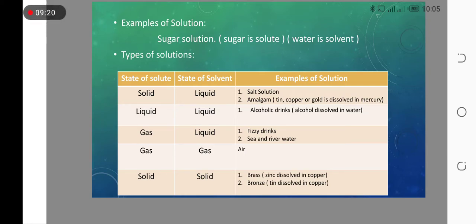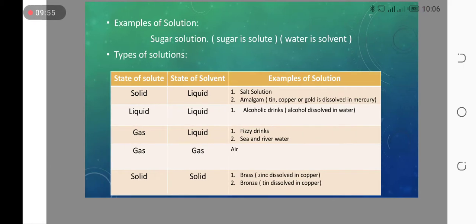Now we will move towards the last type of solution, that is solid-solid. Solute and solvent are both in solid form. The first example is brass. Brass can be obtained when zinc is dissolved in copper, and bronze can be obtained by dissolving tin in copper. Tin is a metal that is dissolved in copper.